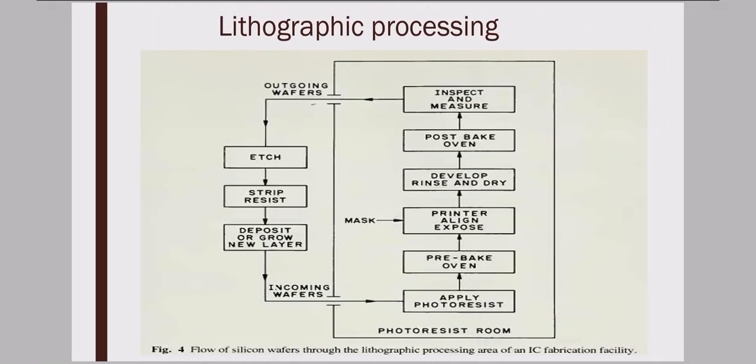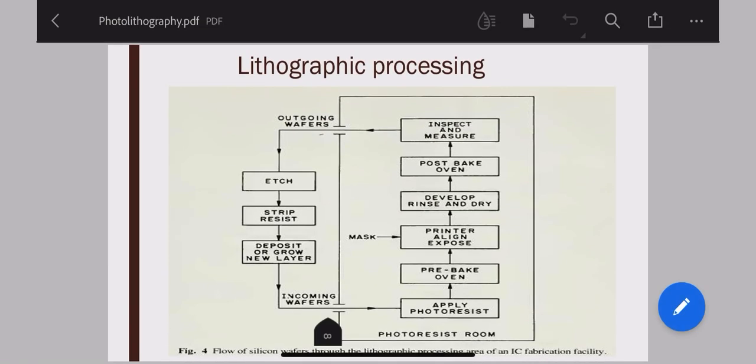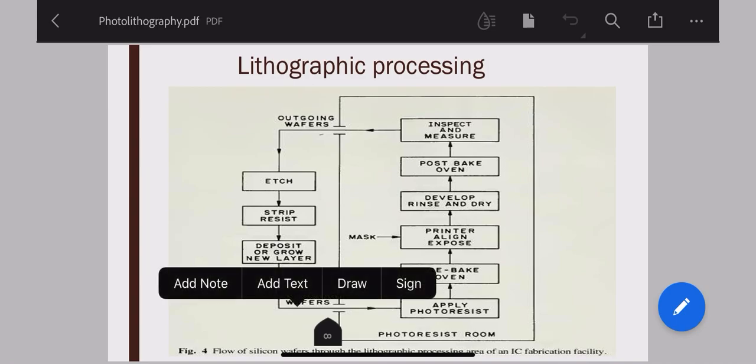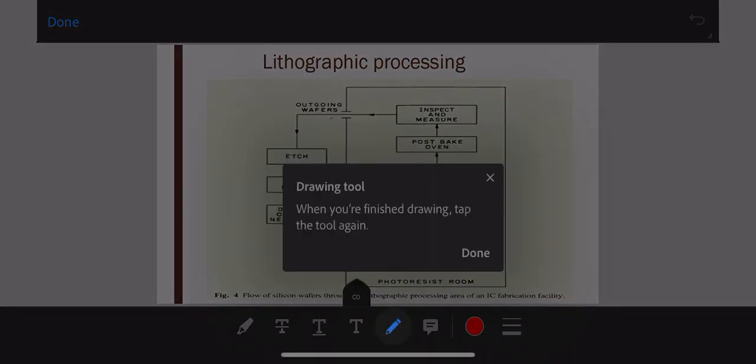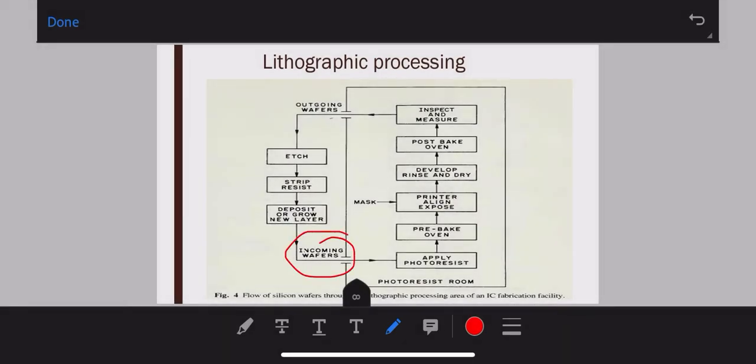Moving on, what is the basic lithographic process that we are going to do? Starting from the incoming wafers, first we need to apply the photoresist, and then the pre-bake, which is optional. Then print, align and expose, here we will apply the mask, and then it is developed, rinsed and dried, and then we have to do the post bake.